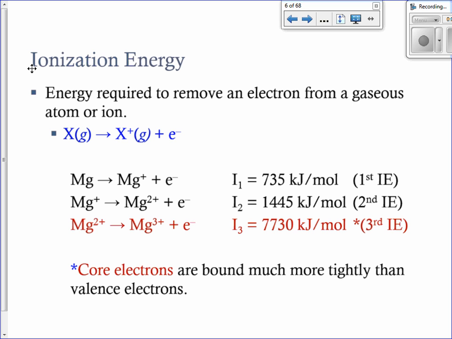Now, what to note here is that if you're looking at this magnesium example, it is easy to remove the first electron. The ionization energy is like 735, not too high. It's also easy to remove a second one. You have 1445, a little bit higher in amount, but still reasonable. What happens when you try to pull off a third from magnesium? It jumps up quite a huge amount.